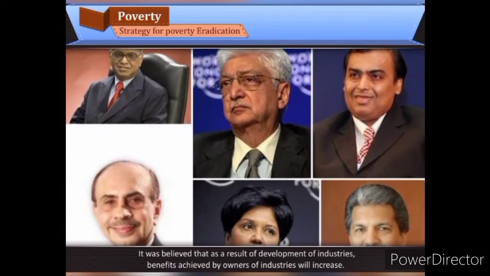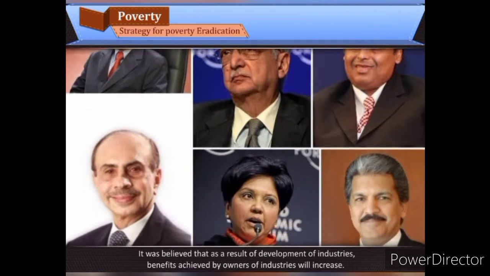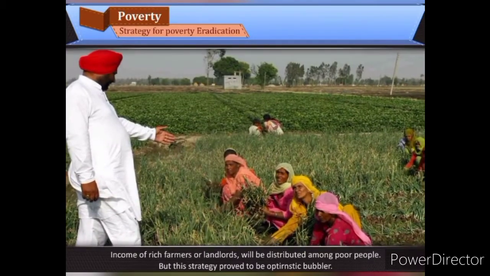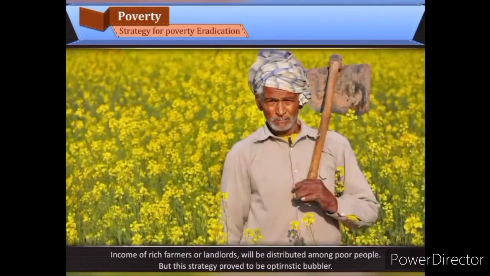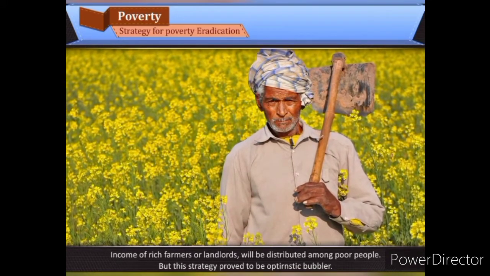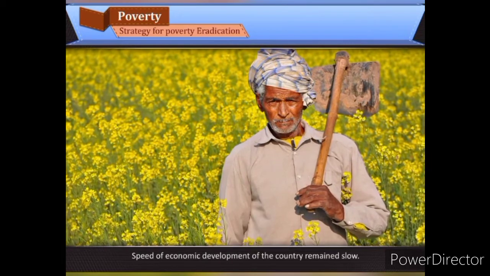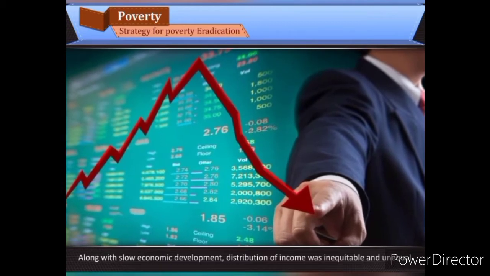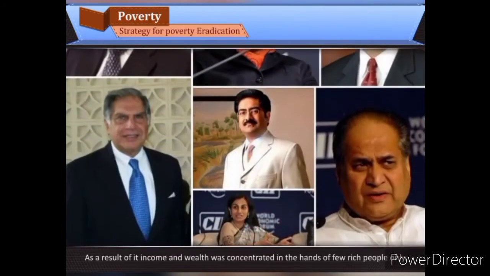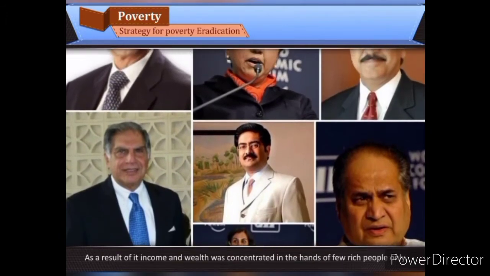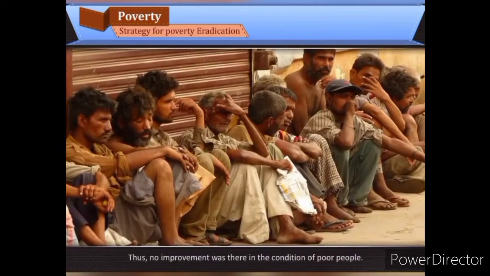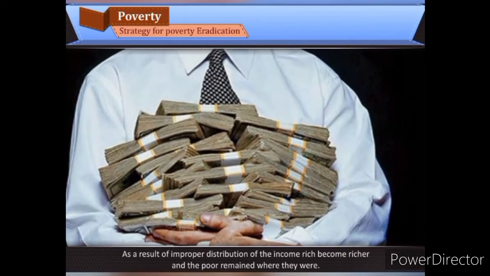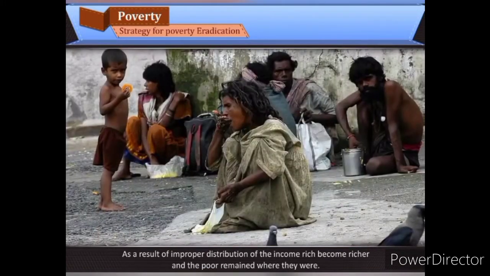It was believed that, as a result of the development of industries, benefits achieved by owners of industries will increase. Income of rich farmers or landlords will be distributed among poor people. But this strategy proved to be an optimistic bubble. The speed of economic development of the country remained slow. Along with slow economic development, distribution of income was inequitable and unequal. As a result, income and wealth were concentrated in the hands of a few rich people only. Thus, no improvement was there in the condition of poor people. As a result of improper distribution of income, the rich became richer and the poor remained where they were.